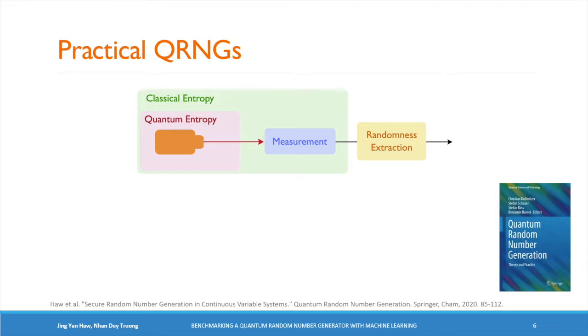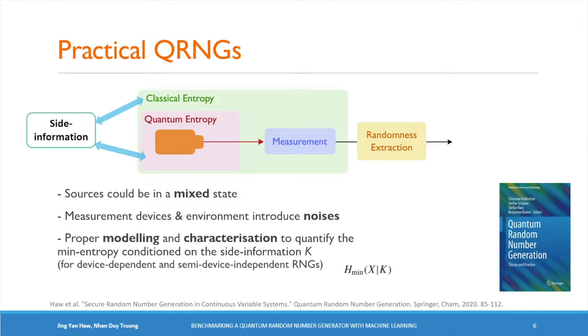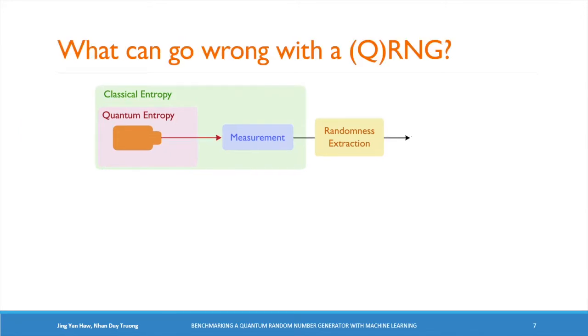This is all good, however, in reality, the state might not be pure, and neither do we have a noiseless measurement device, nor a QRNG that is isolated from the rest of the world. As such, these additional entropies from undesired sources, both quantum and classical, will need to be characterized and modeled properly to ensure that only the trusted and desired quantum entropy is extracted. And we know that this is especially true for device-dependent and also for semi-device-independent RNGs, where some assumptions on the device can be relaxed. Even after all this modeling, our QRNG might still go wrong.